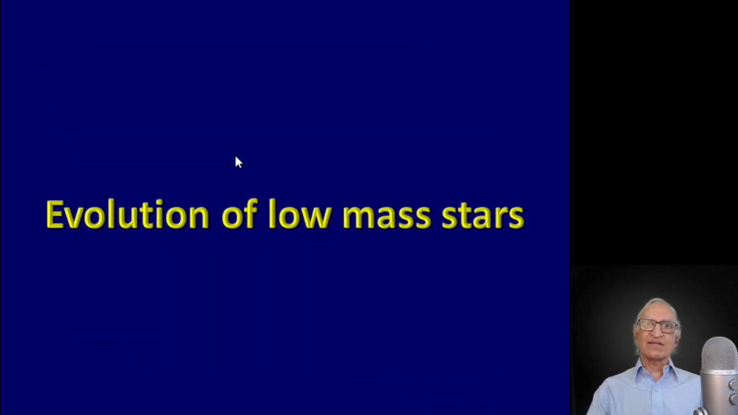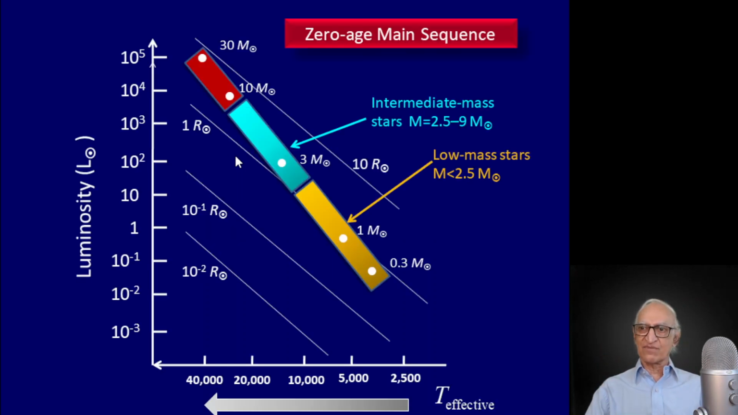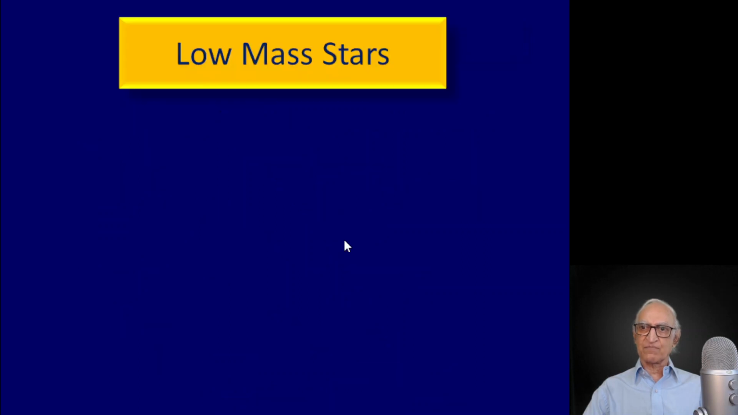Now let us come back to the evolution of low mass stars with this background in mind. That background was a summary, in a sense, of stellar evolution and what governs stellar evolution. Now let us concentrate on the low mass stars on the right-hand side bottom over there, for example, a star like the Sun, or even a lower mass star.